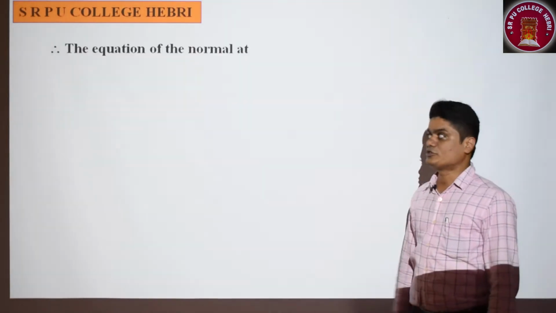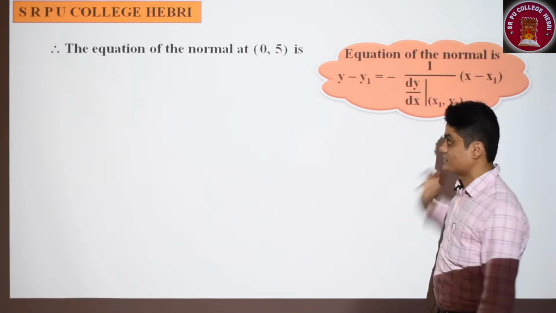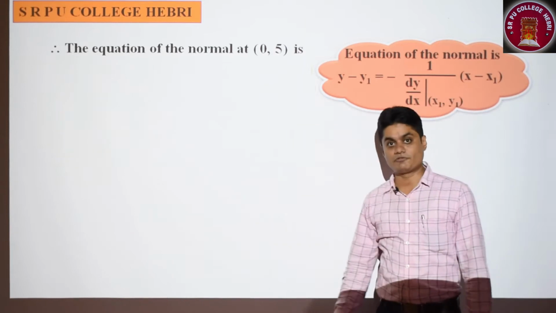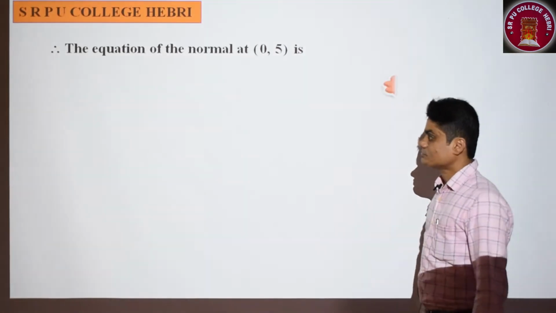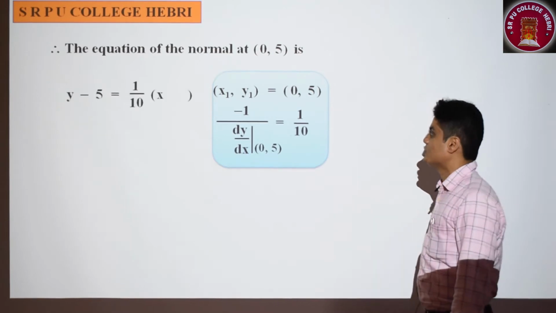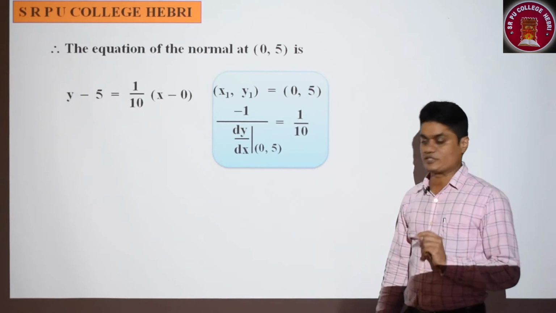So substitute in the slope-point form, that is y minus y1 equals m into x minus x1. This m is now 1 by 10, and x1, y1 is the same as in the first case. Substituting, y minus 5 is equal to 1 by 10 into x minus 0.